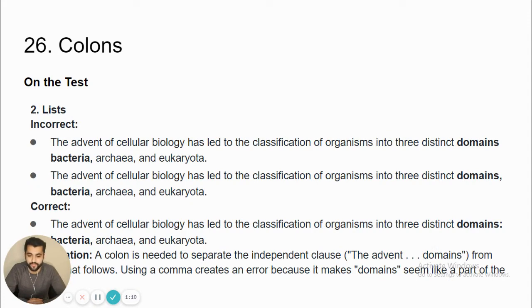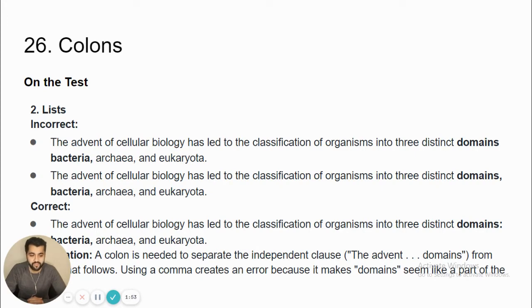Okay, number 2, lists. So, the advent of cellular biology has led to the classification of organisms into three distinct domains: bacteria, archaea, and eukaryota. Or, the advent of cellular biology has led to the classification of organisms into three distinct domains, bacteria, archaea, eukaryota. Right. So, whenever we are introducing a list, we have to use either a prepositional phrase or colons. We cannot use commas, or leave the space blank.